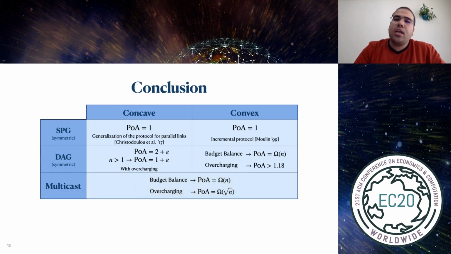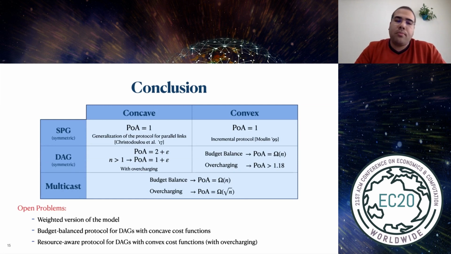In conclusion, here you can see a summary of the results that we talked about during the talk. And here are some open problems. One can think about the weighted version of the model in which players have some weights. And another open problem is to think about designing a budget balance protocol for DAGs with convex cost functions. As you may recall, our protocol used overcharging.